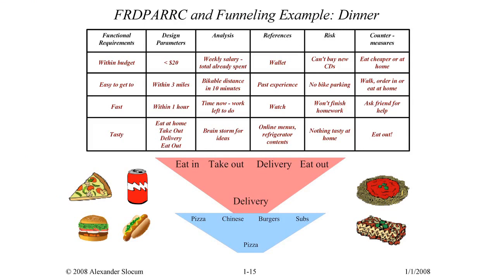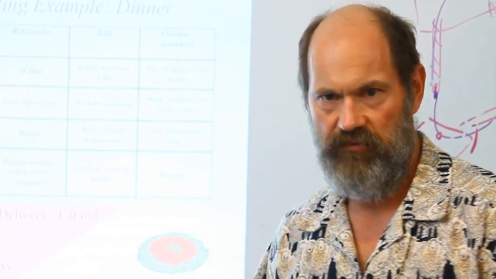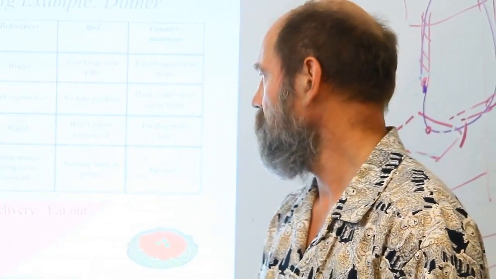An example in the text was dinner. You know, what's your strategy? You're going to eat in, you're going to have takeout food, you're going to have it delivered, or you're just going to go to a restaurant. Okay? What's your strategy? Let's say we're going to do delivery. We want to eat by food being delivered to my house. Okay. What kind of food?